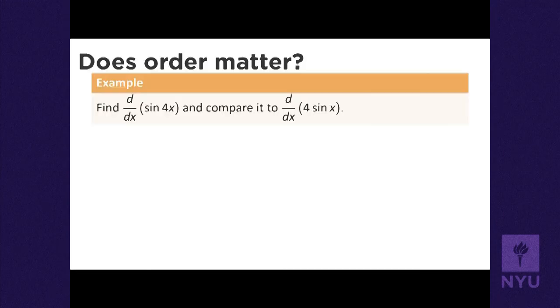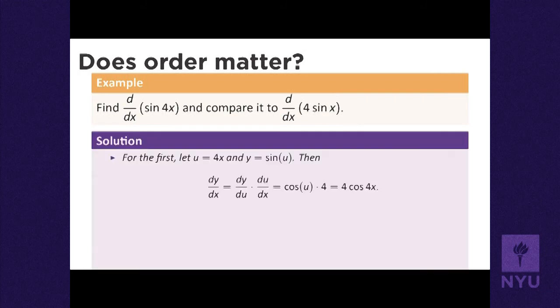Okay, let's take a look at these two functions, sine of 4x and 4 times sine of x. On the homework, I saw a lot of students who would say, okay, well, sine of 4x, I can just pull the 4 out and write that as 4 times sine of x. And if that were true, then these two functions would have the same derivative. If sine of 4x were equal to 4 sine x, then the derivative of each should be equal to the other.